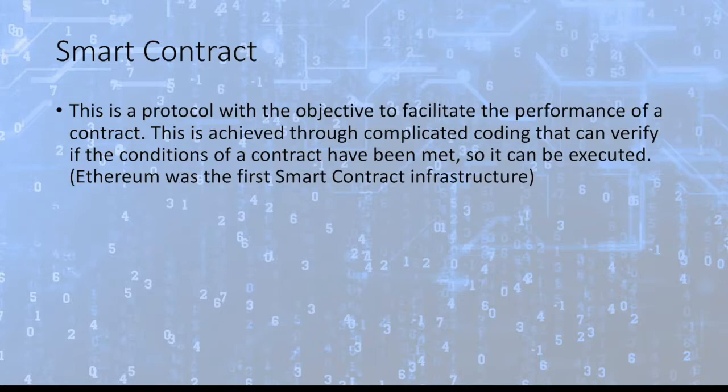And this is achieved through complicated coding that can verify if the conditions of a contract have been met so it can be executed. And Ethereum is known to be the first infrastructure blockchain to have smart contracts. So it's saying you can create this computerized contract and you can put conditions on it, and only if those conditions are met, the contract is going to go through.